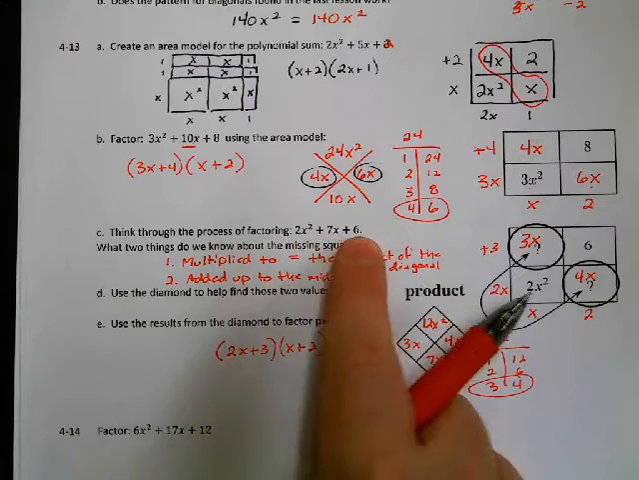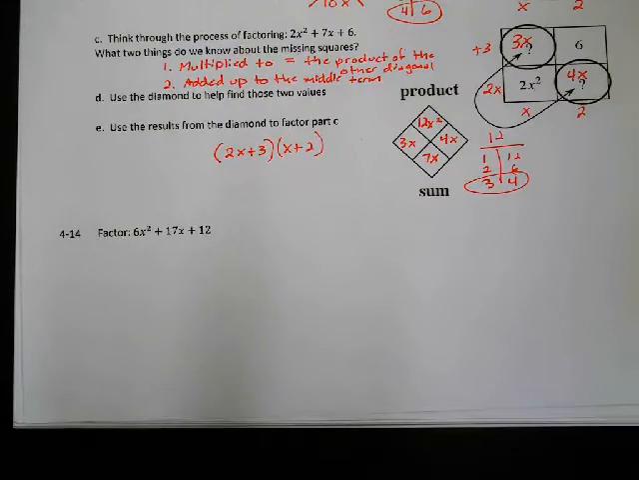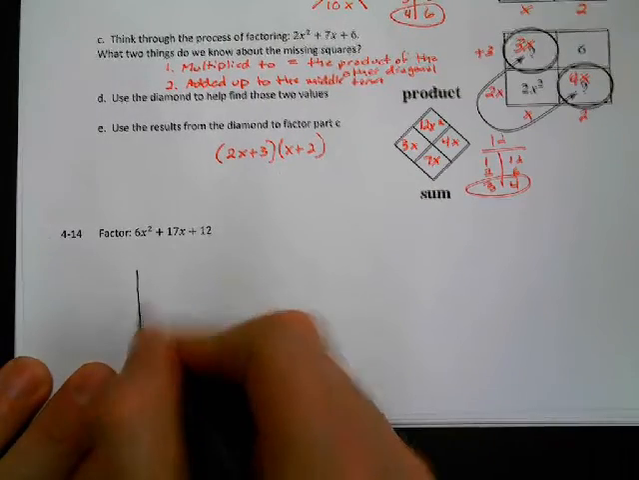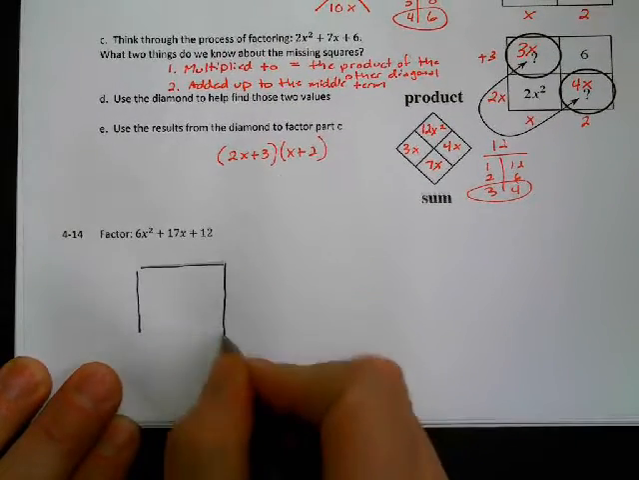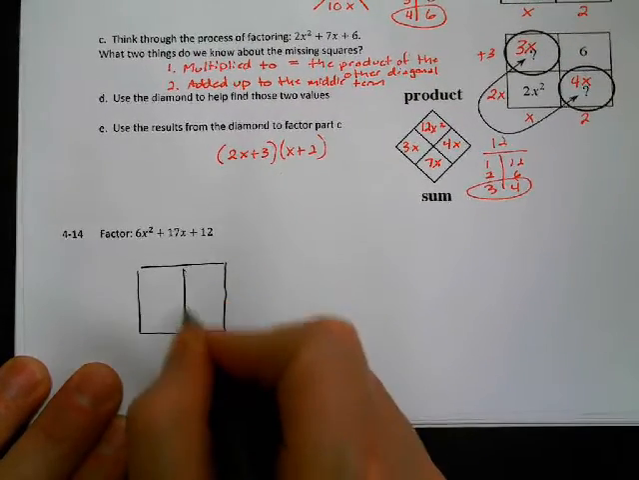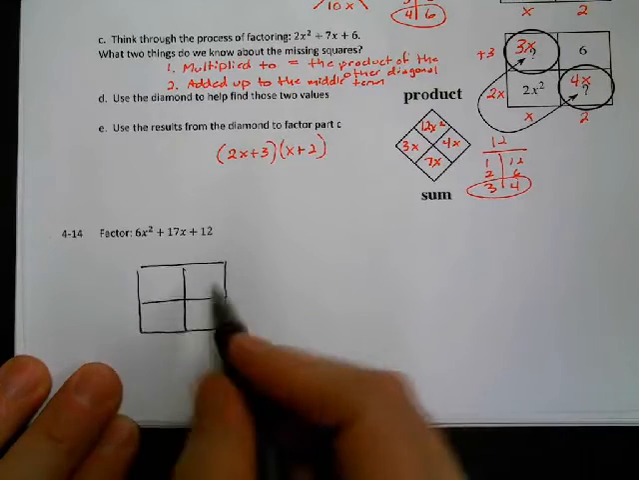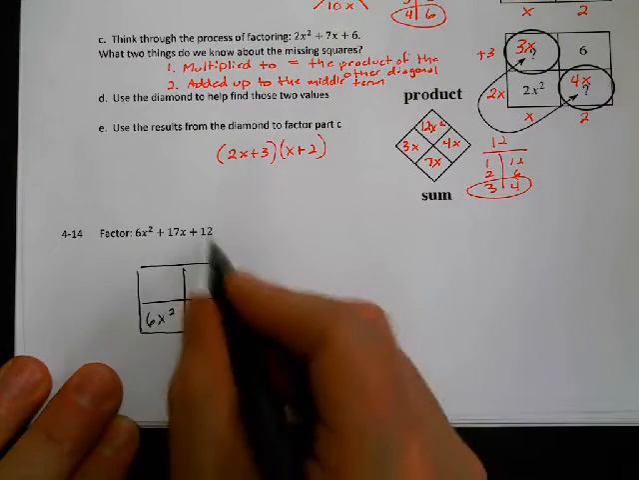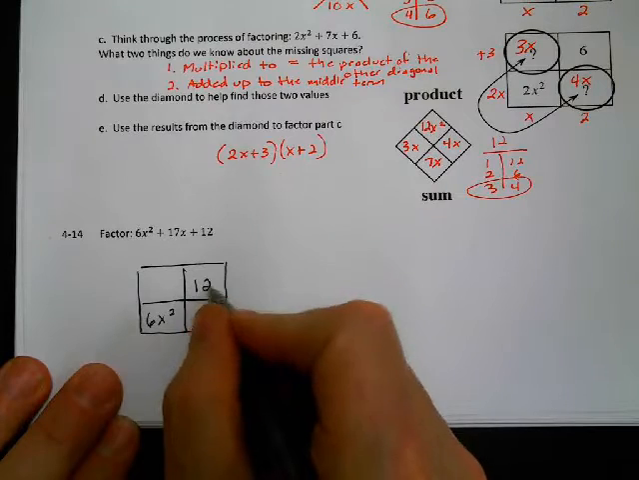All right, so now we're going to start just from a blank problem. Okay, so the first thing that I would do is set up an area model. In the area model, I know that the 6x squared would probably go right here, and the 12 would go here. The hard part is figuring out what these two values are.